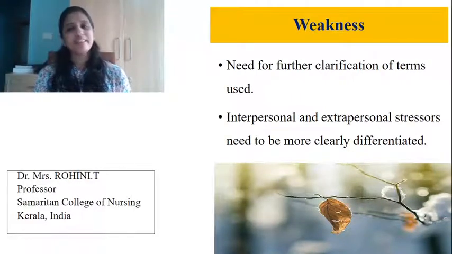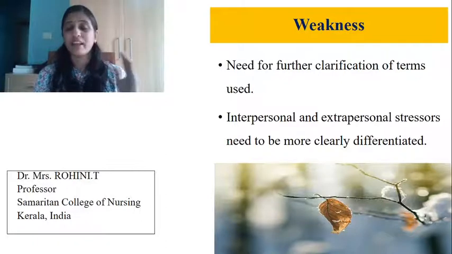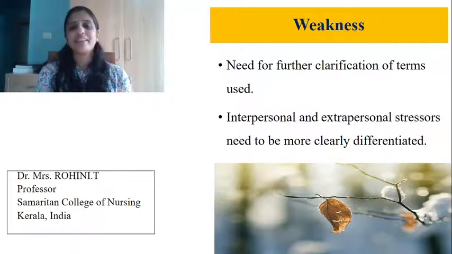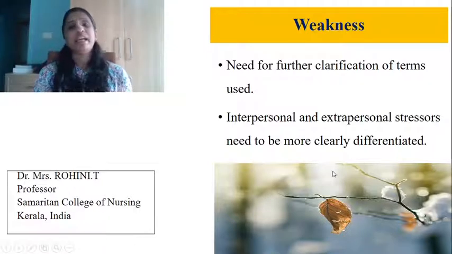Weakness. To specify weaknesses, certain critics are there. We will always critique a theory like that, saying that something has to be improved, this is not much correct. But overall, Neumann systems model has more strength than weakness. Still, to name a weakness, we can say that further clarification of terms is needed, especially the word reconstitution, and especially the word created environment. It needs more clarification.